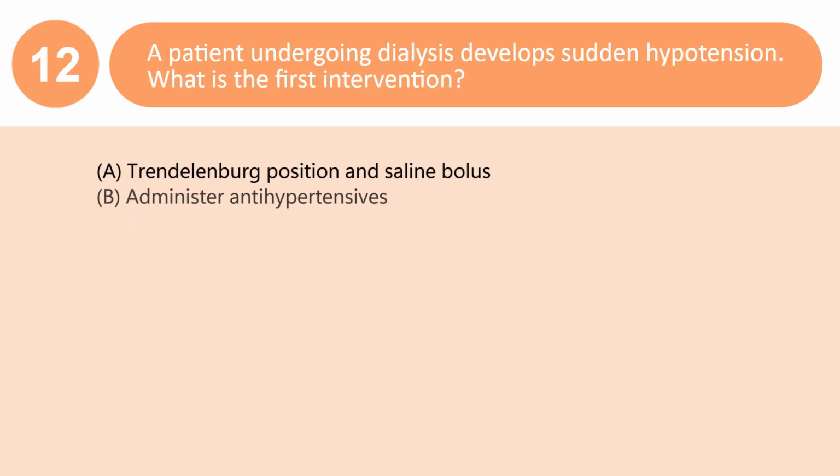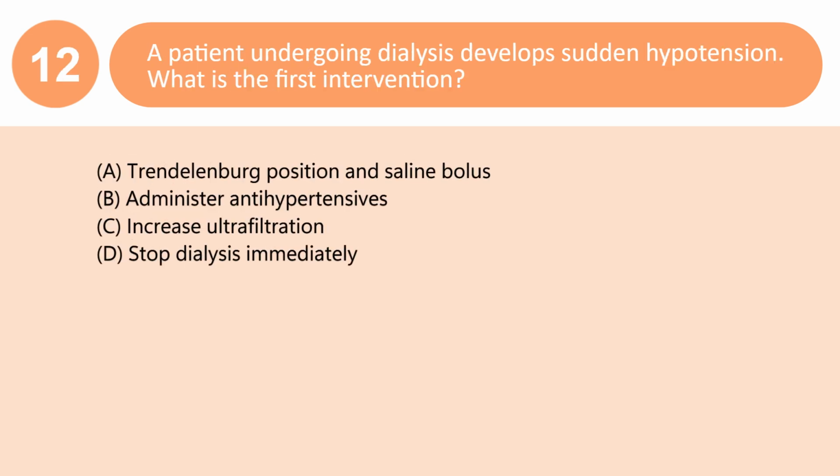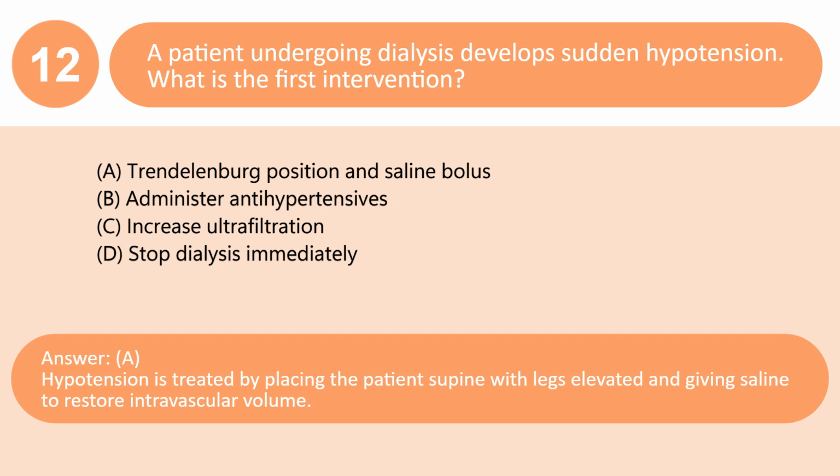A patient undergoing dialysis develops sudden hypotension. What is the first intervention? A. Trendelenburg position and saline bolus. B. Administer antihypertensives. C. Increase ultrafiltration. D. Stop dialysis immediately. Answer A. Hypotension is treated by placing the patient supine with legs elevated and giving saline to restore intravascular volume.